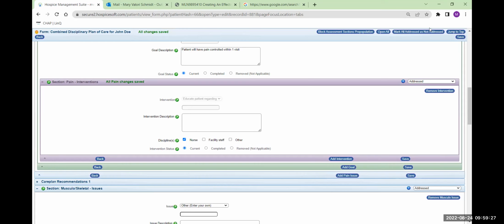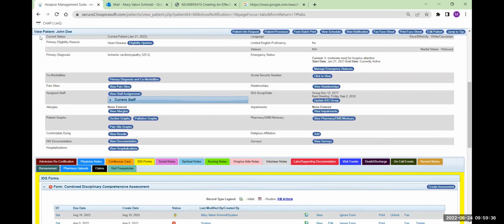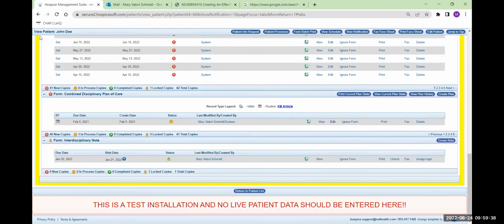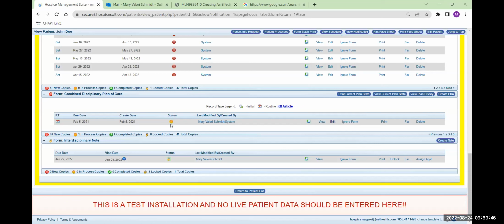Let me move this out of the way. And I'm going to go back. And what's going to happen is this is going to come up with an orange next to it. See, status orange. So that means it's in process. All right, it's in process. So it's not finished yet, so I can't finalize it. But with your patients in real HospiceSoft, you should be able to finalize it.